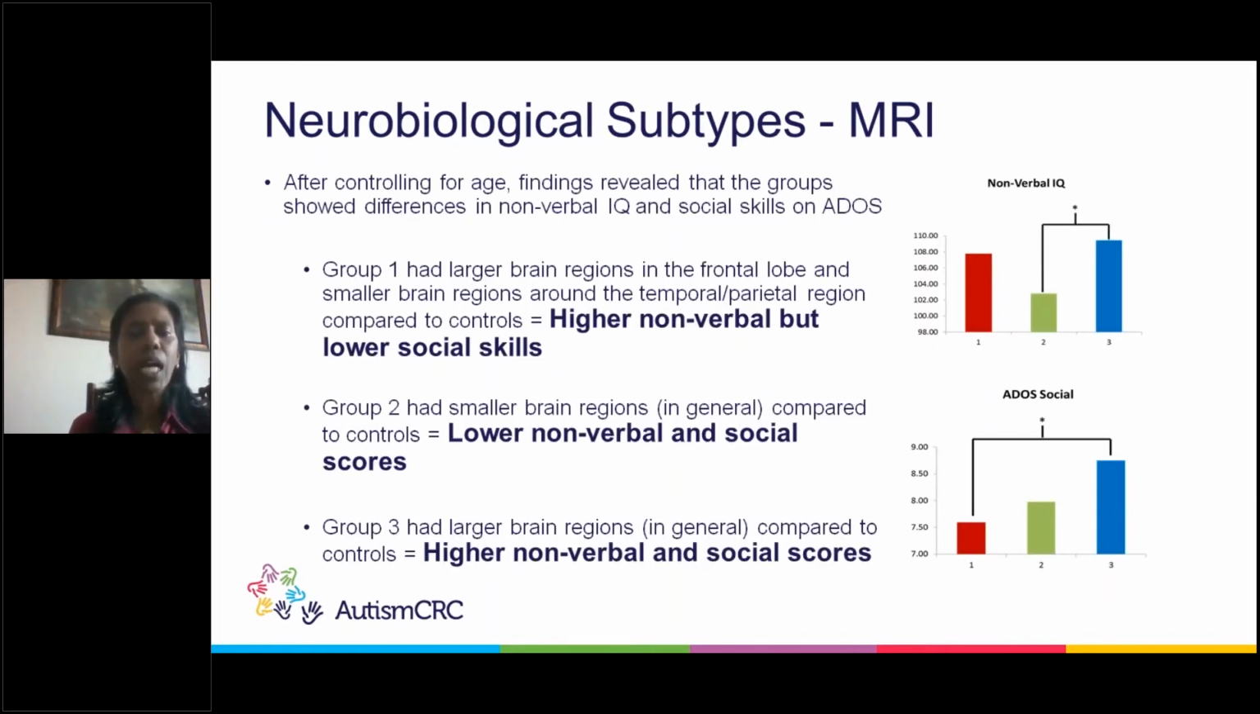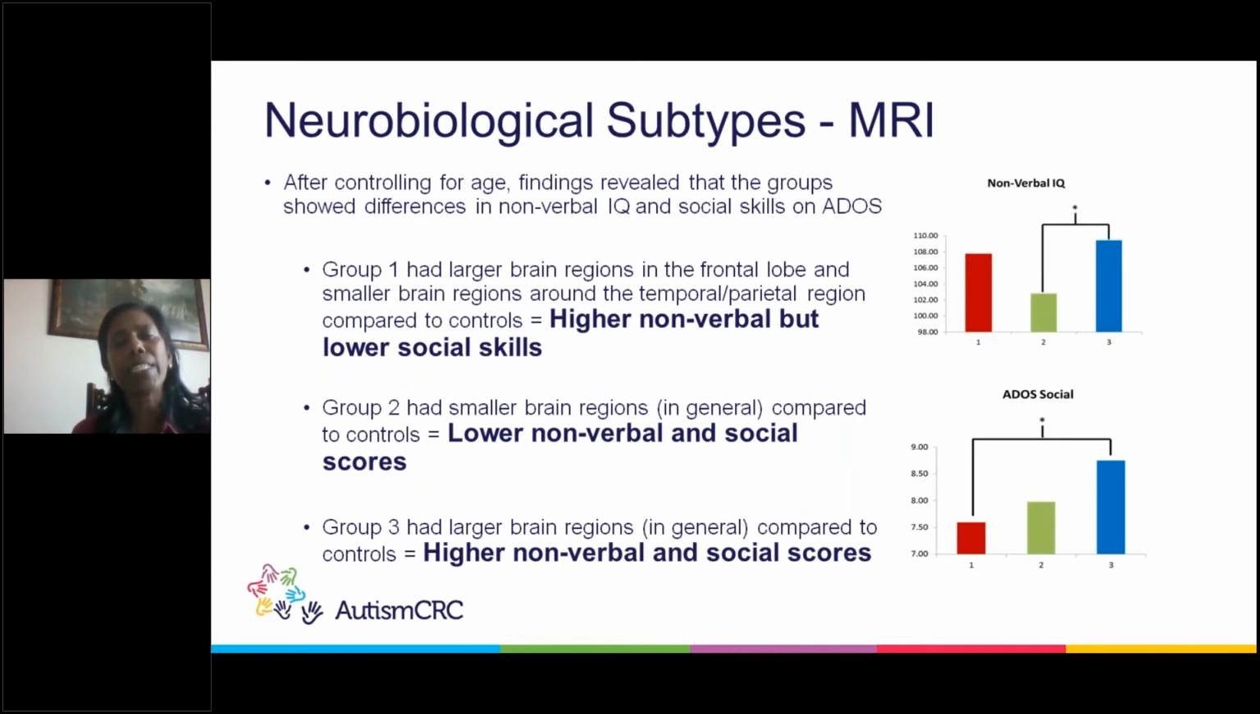So we ended up with 3 subgroups based on morphological understanding. One was a larger brain of the frontal lobe area, smaller brain in the temporal parietal. And clinically, they had higher nonverbal but lower social skills. Then group 2 had smaller brain regions across the board. They had lower nonverbal and lower social scores. And group 3 had larger brain regions in general, and they had higher nonverbal and higher social scores.